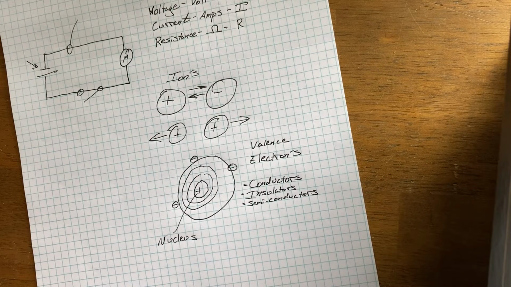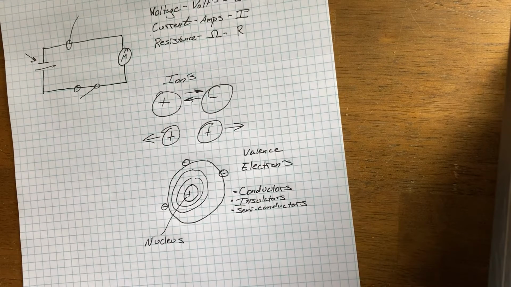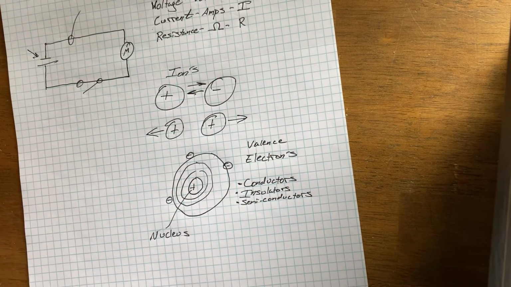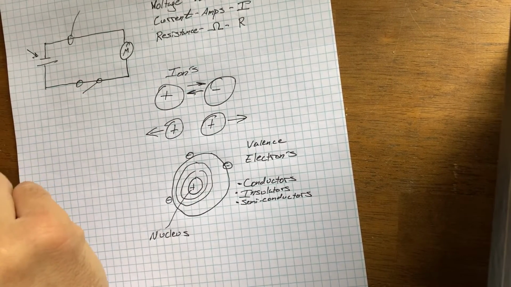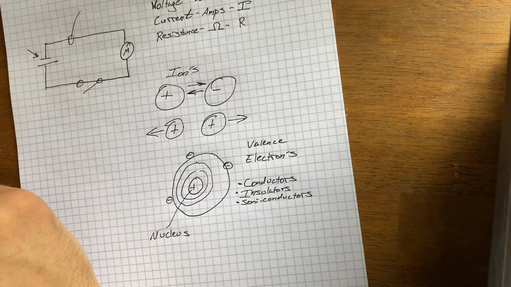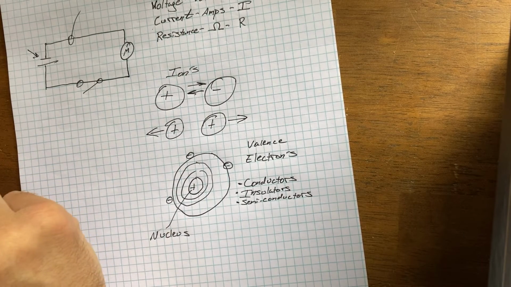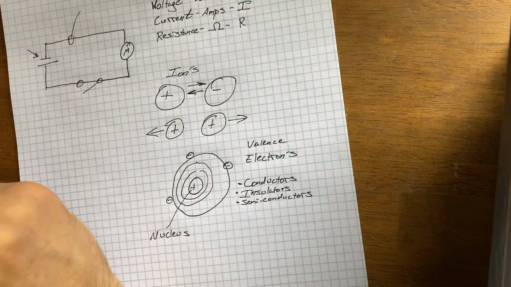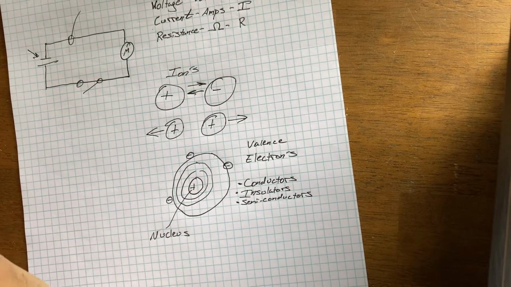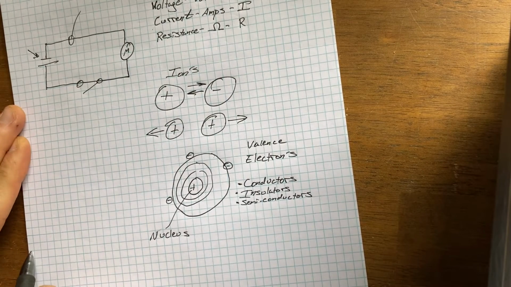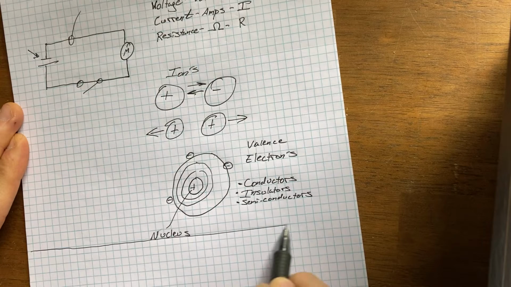Okay? So, examples of conductors that we typically use are aluminum or copper conductors. They're really good conductors. A really good insulator might be porcelain or a plastic. And an example of a semiconductor would be silicon that they make computer chips out of. So, we talked about that.